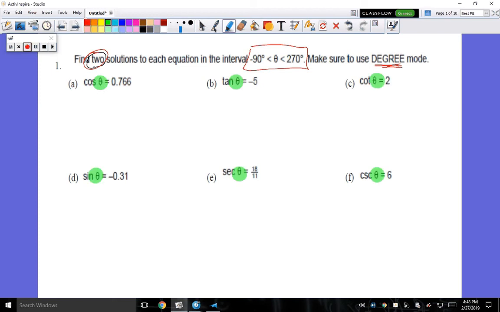Okay, so the first one, we can solve it one of 2 ways. We can take the arc cosine or the inverse cosine of both sides. Okay, and that would look something like the following, where we have 0.766 and we have the arc cosine of theta. We know these cancel out to a form of 1, and all I'm going to be left with is whatever this value is in the calculator. So let's go to the calculator.